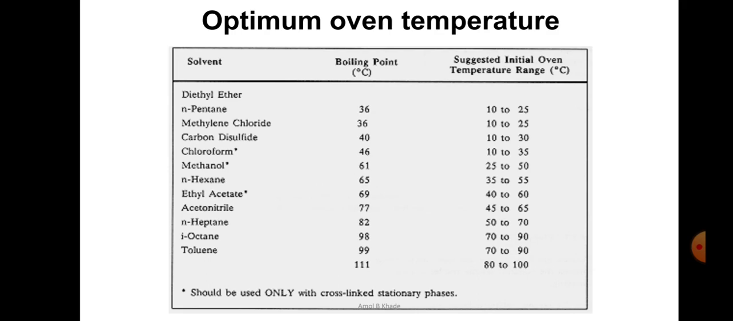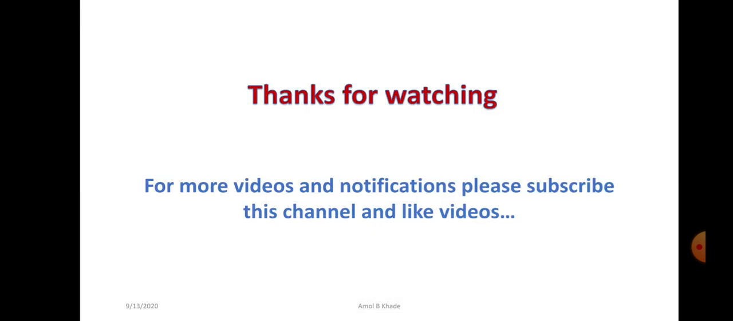Then the optimum oven temperatures for these solvents are given. This table indicates those data. For example, if you are using N-pentane or diethyl ether, which has a boiling point of 36 degrees Celsius, and you are using these solvents in your experiment, then the suggested initial oven temperature is between 10 to 25 degrees Celsius. These are certain guidelines which you need to keep in mind when you are doing the gas chromatographic experiment.